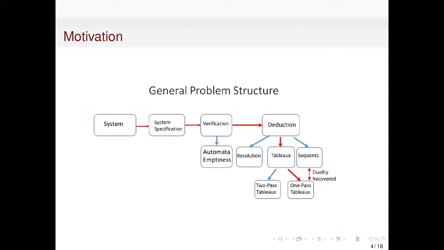Our specific way is given in this red route, where the deductive verification is supposed to be done by the tableau approach, and more specifically by the one-pass tableau. And you can see this dotted line, hopefully, which connects with the sequent calculus. Why? Because ultimately we aim at the development of a rich framework of so-called certified model checking, where the certification is given by the sequent calculus, and the development of one-pass tableau actually does allow us to build the dual sequent calculus, which we aim at when we speak about certified model checking.